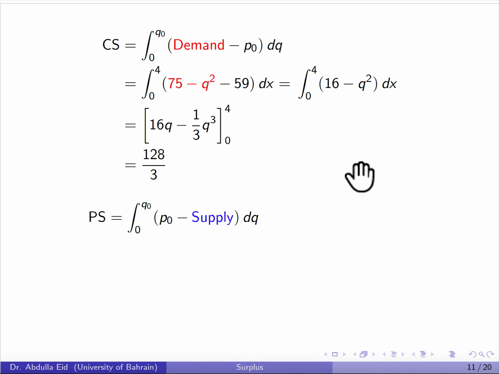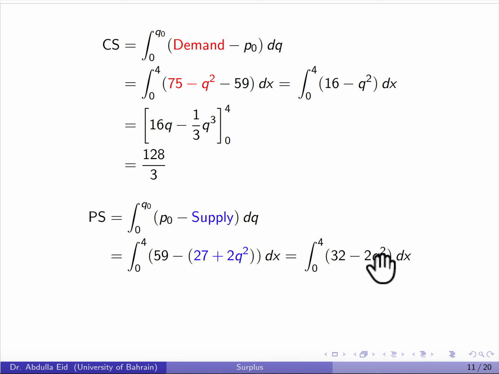Producer surplus is the opposite. We start with the equilibrium price minus the supply. If we simplify it, we get this one. And now the integral of 32 is 32q. The integral of q squared is q cubed over 3. If we do it, we get 256.